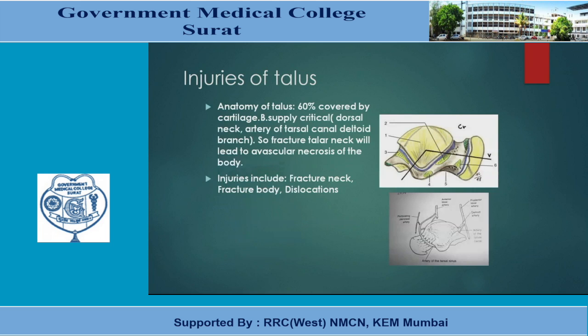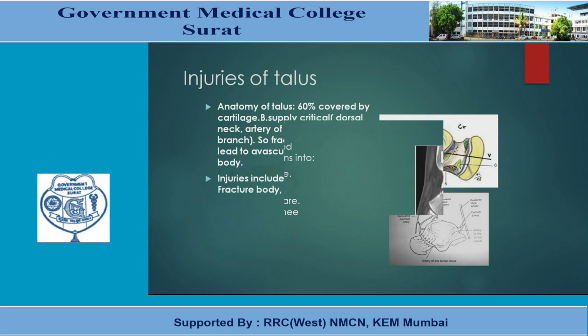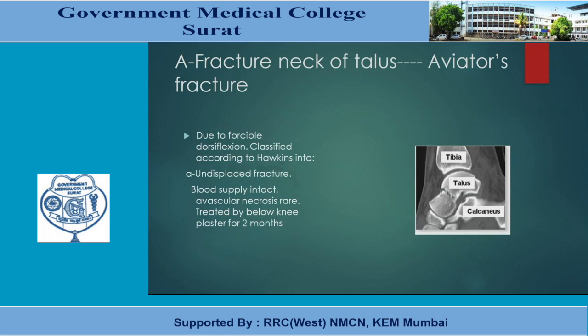Now, the talus. After the ankle, tibia and fibula, there is the talus. Anatomy tells us 60% is covered by cartilage and the blood supply is critical. So if the talus bone is fractured, there might be a chance of avascular necrosis of the talus, AVN. Okay. Due to forcible dorsiflexion, classified according to Hawkins, type A is the undisplaced fracture. This shows the tibia, talus, and calcaneus. So, a transverse fracture of the talus.